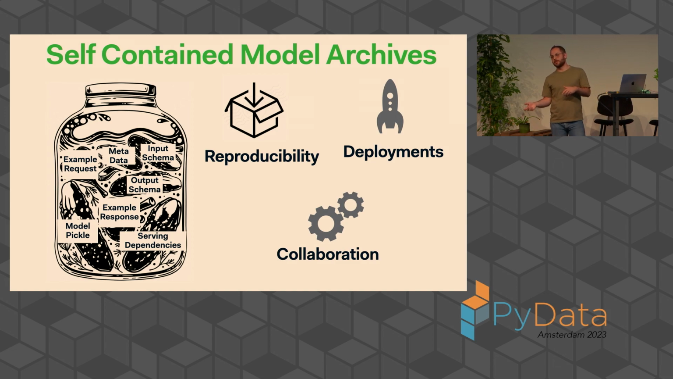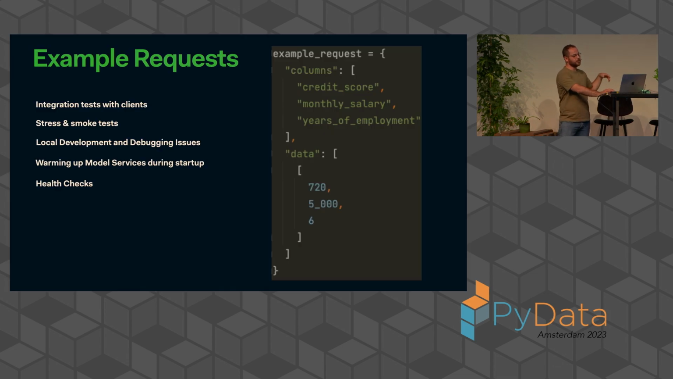Collaboration becomes easy. These models can move around. They can be shared with other teammates. They can extend them when they need, and this becomes almost streamlined. So self-contained model archives have lots of components, and the first one I will talk about is super underrated, but it's actually example requests.